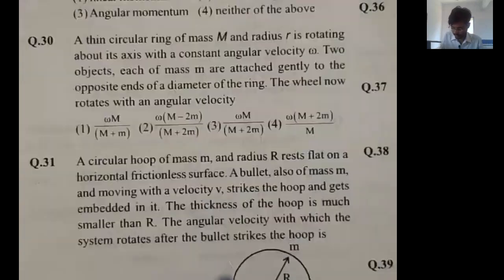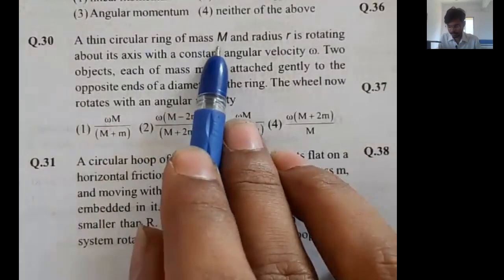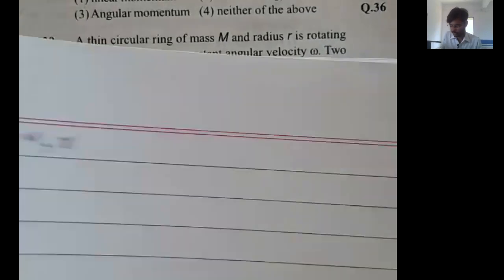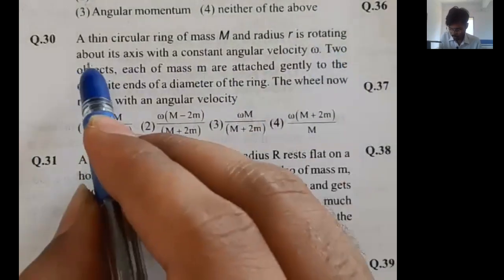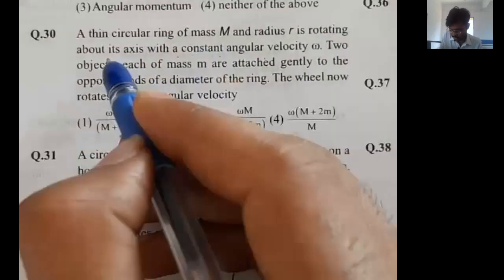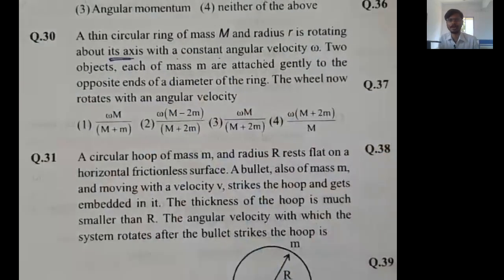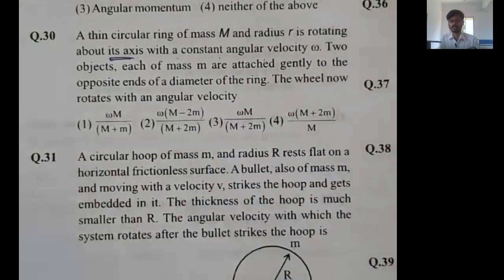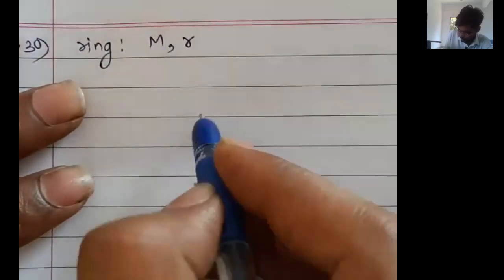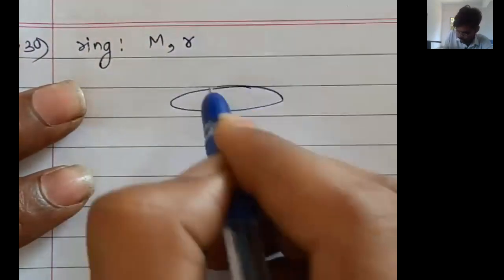We are given a ring of mass equal to capital M and radius equal to small r. So I made a note. It is rotating about its axis with a constant angular velocity omega. Now they have not specified the exact axis. What does that mean? When they do not specify the exact axis, it means it is the natural axis.